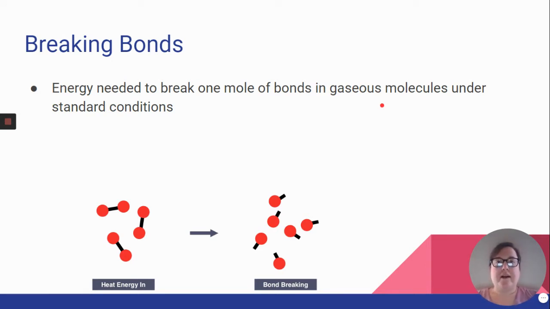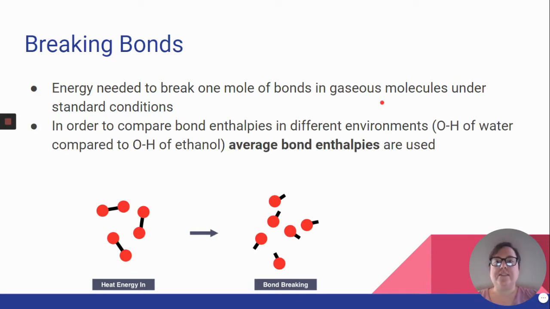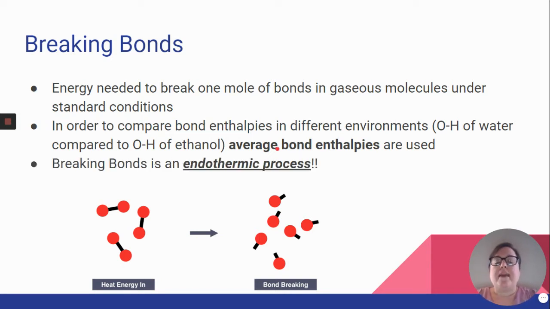Now, not all of our bonds are identical, so we tend to compare them and use average bond enthalpies. So for example, oxygen bonded to hydrogen in water is going to be a little bit different than when it's bonded in ethanol. So that's why we use average bond enthalpies. So what we do is we take the oxygen and the hydrogen, break that bond into just an oxygen atom and a hydrogen atom. We're not forming ions, we're simply breaking that bond. And it is an endothermic process. Since it requires energy to break a bond, it's endothermic.